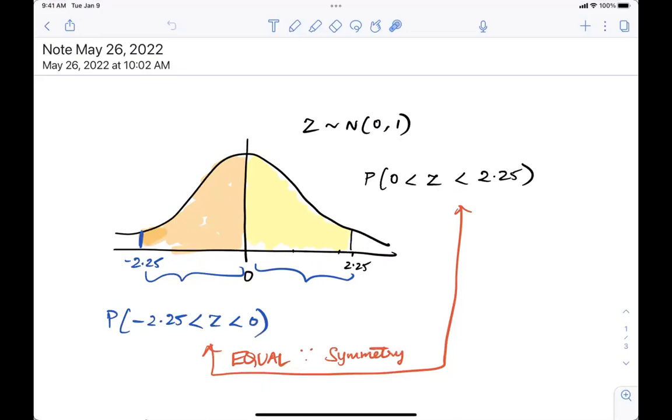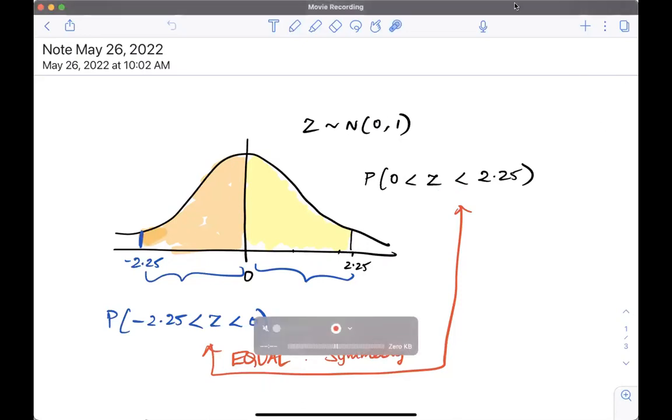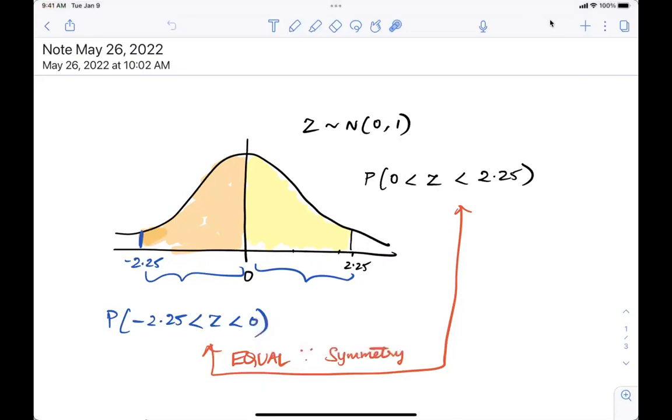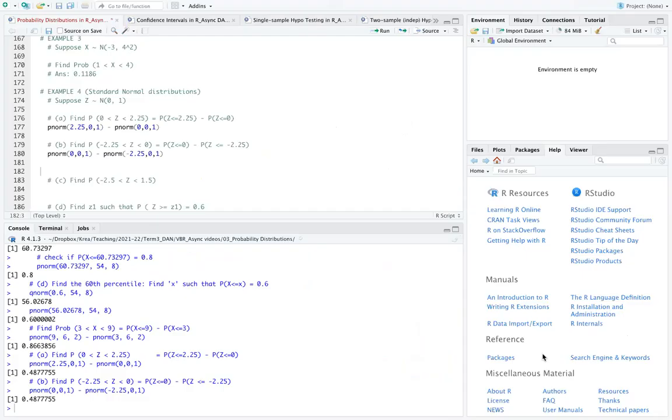So once you visualize a normal distribution and put down things this way, a lot of these calculations will become a lot easier. So let's see a few more examples. So I'm going to go back to my R file. Now, let's find the third one.